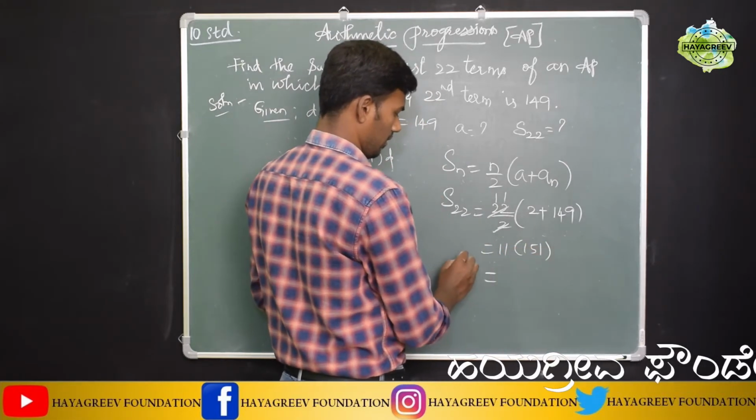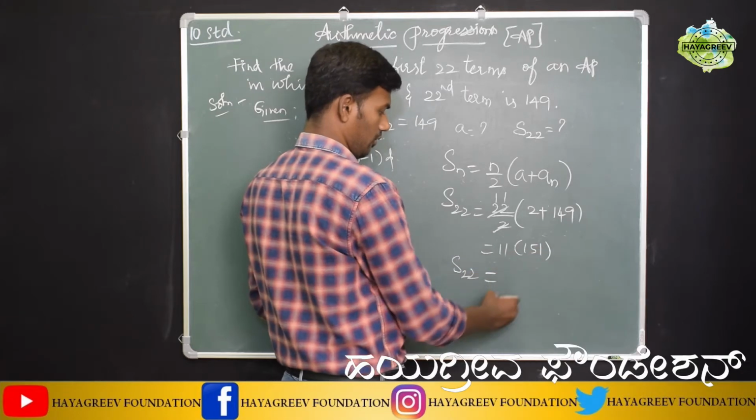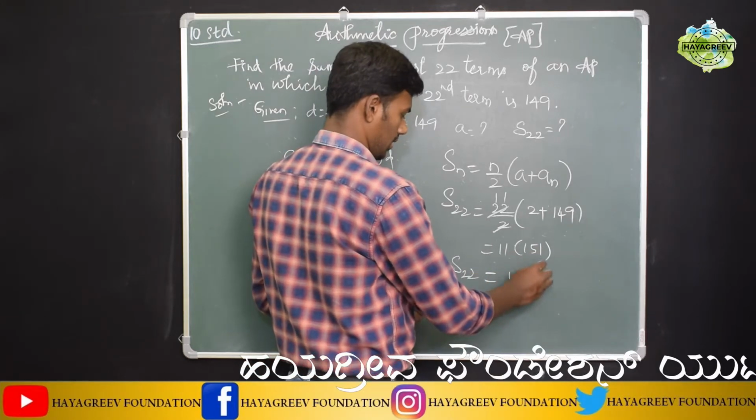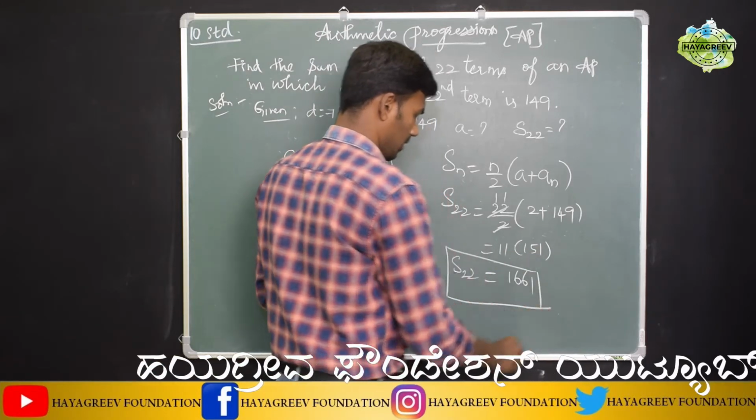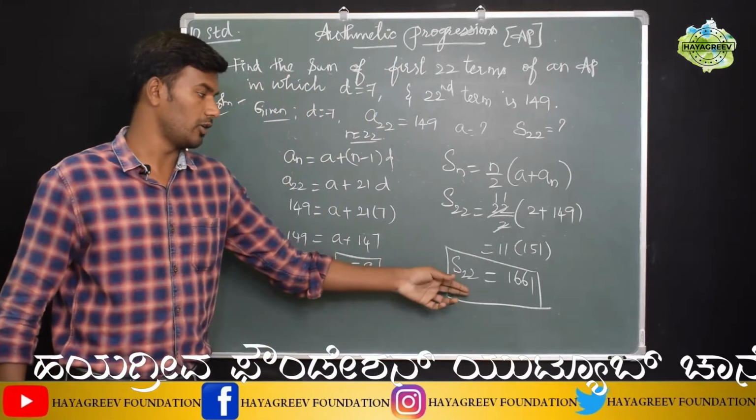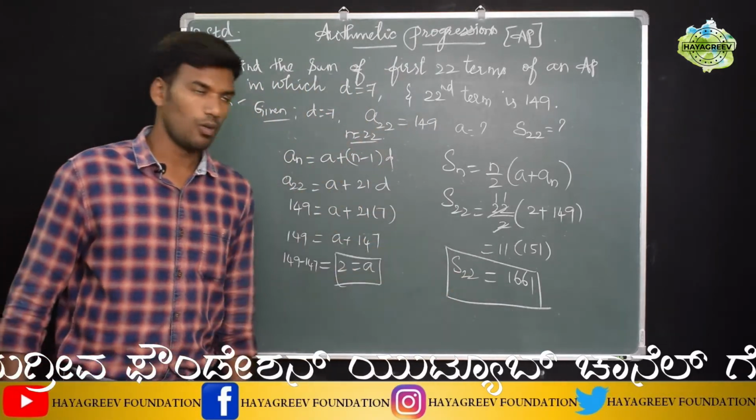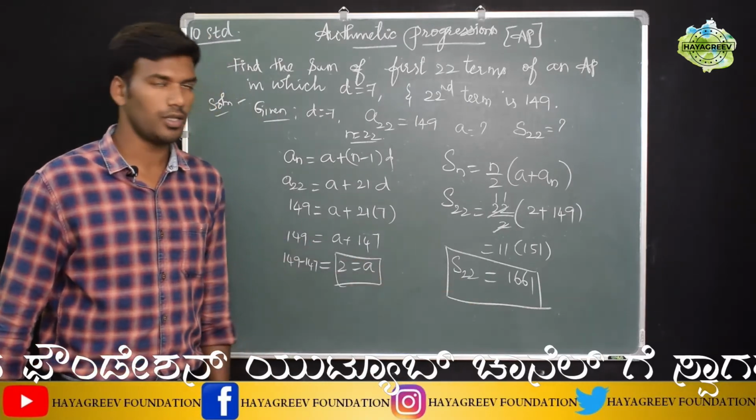So 2 ones are 11, 11 into 151, which is equal to S22. S22 is equal to 11 into 151, which is 1661. So the sum of the first 22 terms of this AP is 1661.